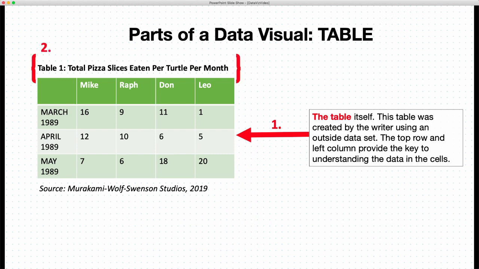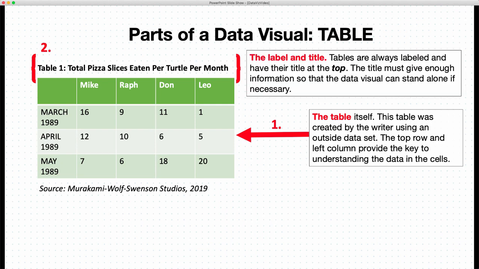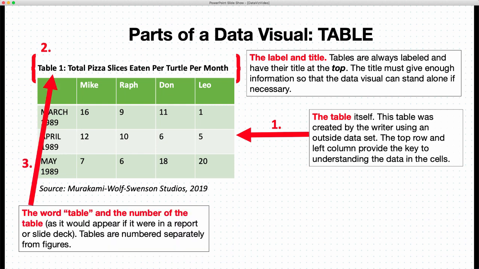And this right here, which is the title of the table, the label in the title of the table, gives it some context. Now, tables are always labeled and have their title at the top. And it has to give enough information so that the data visual can stand alone if necessary. So it has to give enough context. Total pizza slices eaten per turtle per month. Okay, I understand that. Right here is the word table and then the number of the table as it would appear if it were in a report or a slide deck.